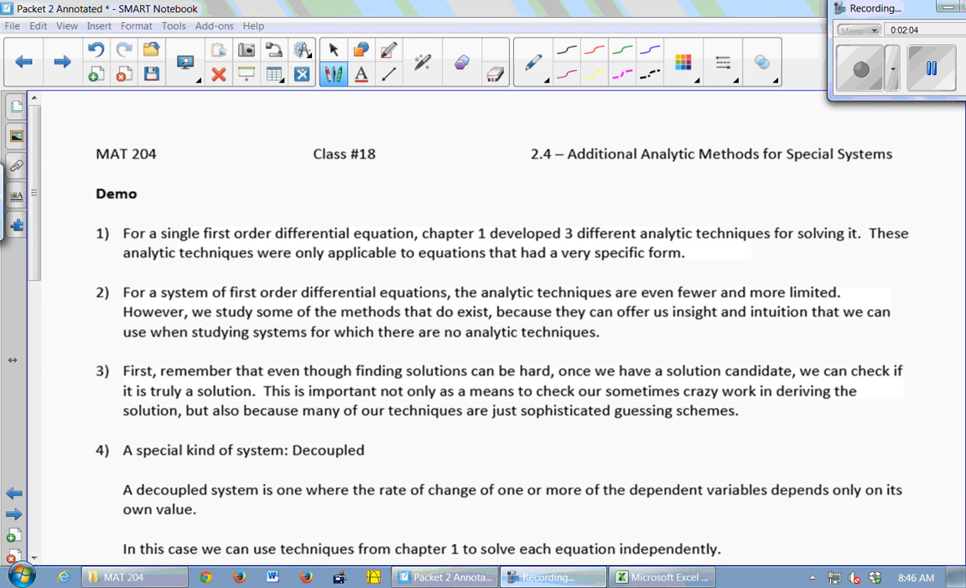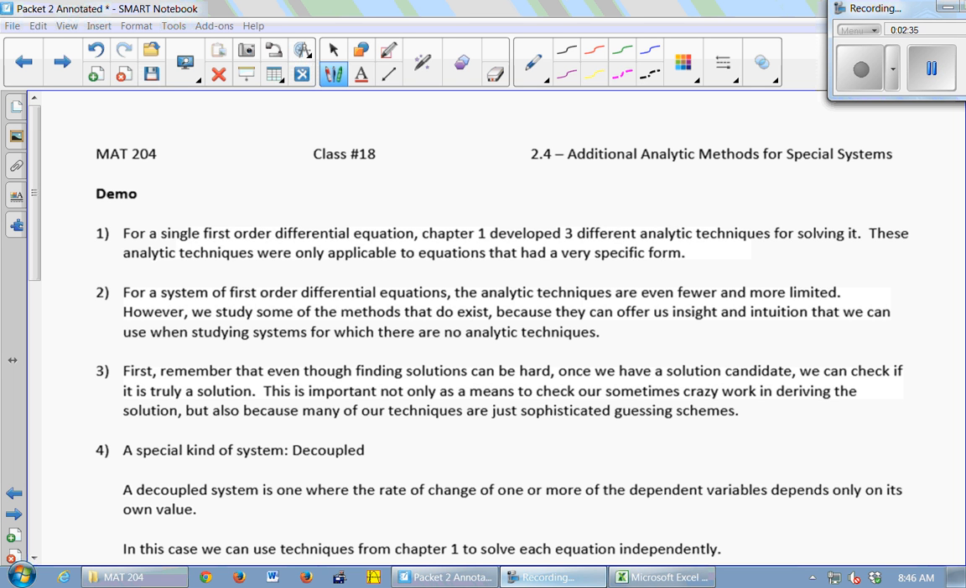Okay, so for a single first order differential equation, in chapter 1, we developed 3 analytic techniques for solving it. So one was separation of variables, one was lucky guess, and one was integrating factor. And those analytic techniques are only applicable to equations of a very specific form. For a system of first order differential equations, there are even fewer analytic techniques, and they're even more limited.